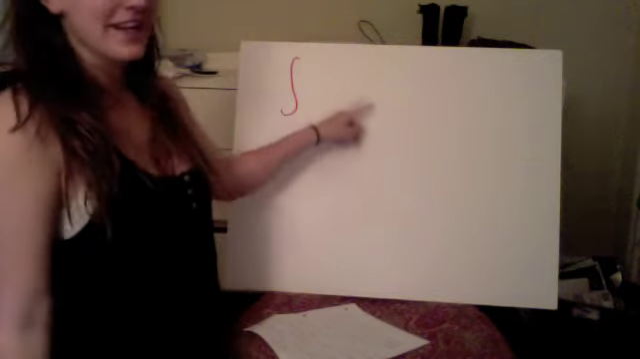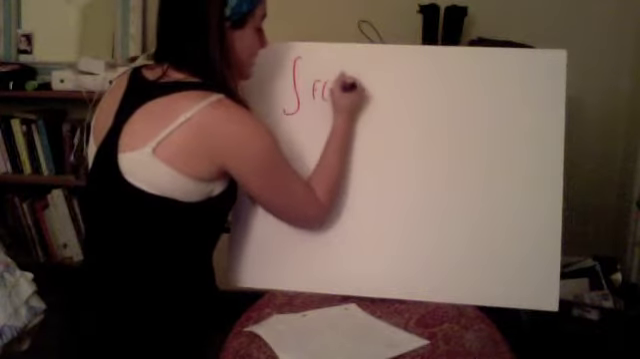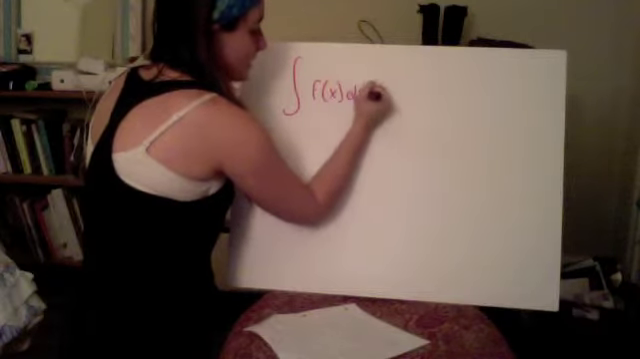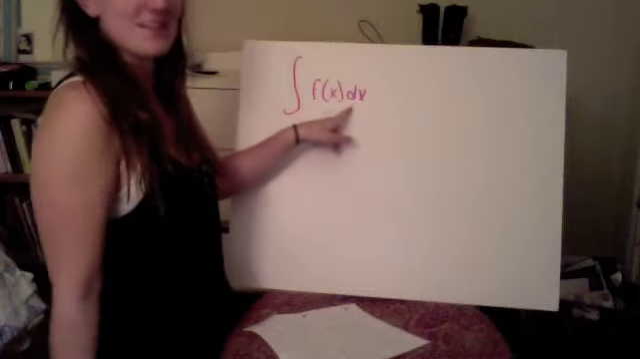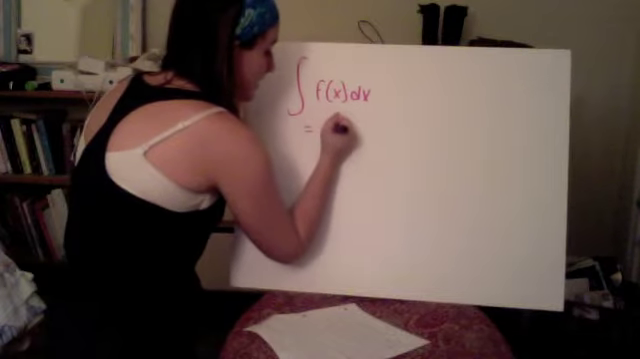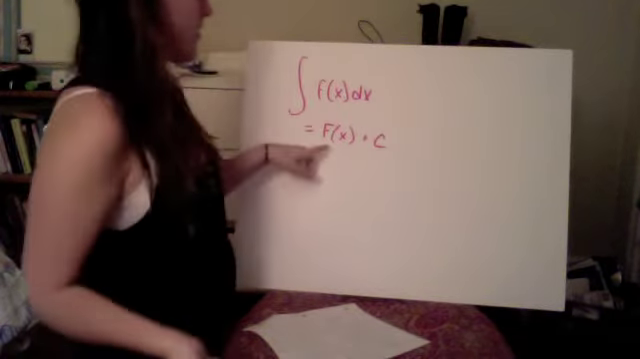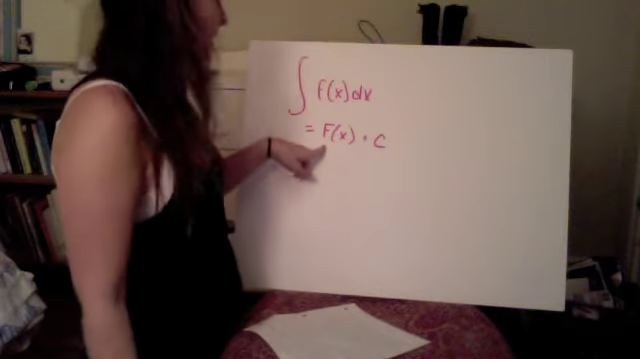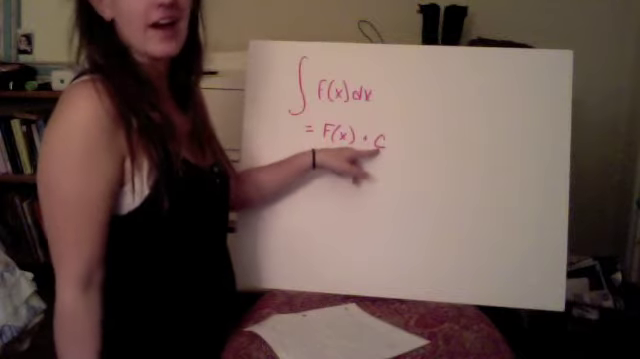The inside of any integration problem will look like this. f of x dx. The f of x is the integrand, and the dx is the differential. And the solution is going to look like this. And the bigger F means that it's the integrated form of the previous function, plus c, a constant.